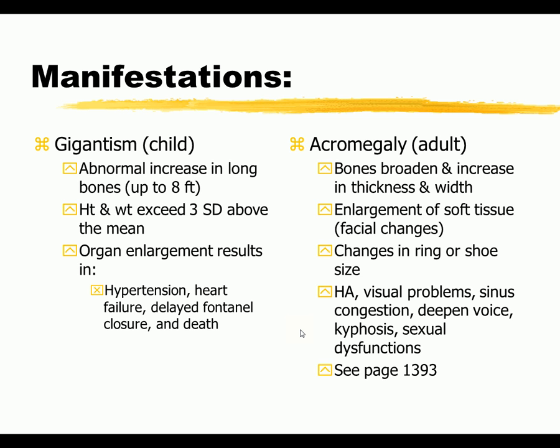So what makes the difference in the signs and symptoms you're going to see in the child versus the adult here? Well, again, it has to do with growth plate closure in the adult that makes the difference. Once the growth plate has closed, that's when you see the acromegaly in the adult. And so anytime after adolescence, when that growth plate closes, acromegaly is going to result. The bones then, instead of getting longer, are actually going to broaden. They're going to increase in thickness. They're going to increase in width.